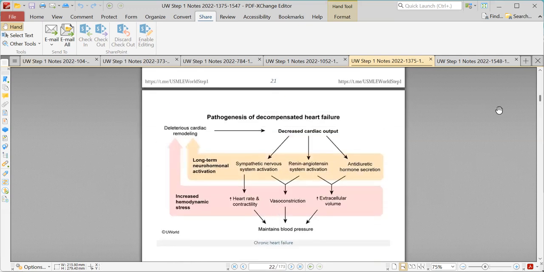Okay. So what happens in the heart failure? So pathogenesis of the heart failure. In the decompensated heart failure, the heart is really failing here. So this decreased cardiac output is there.